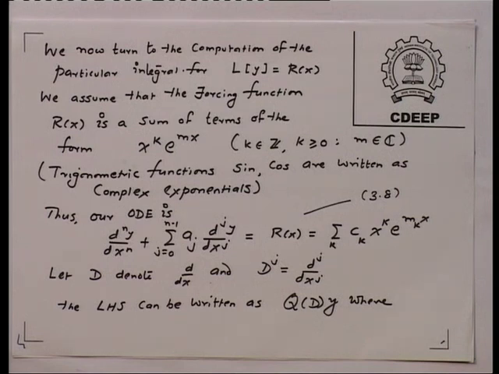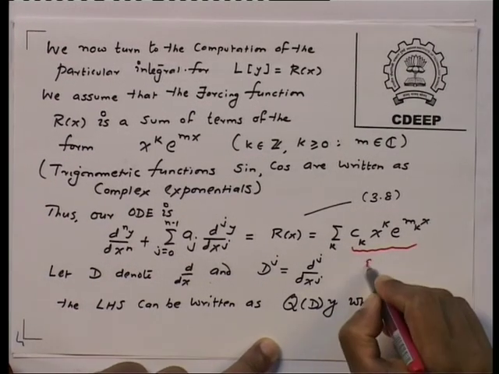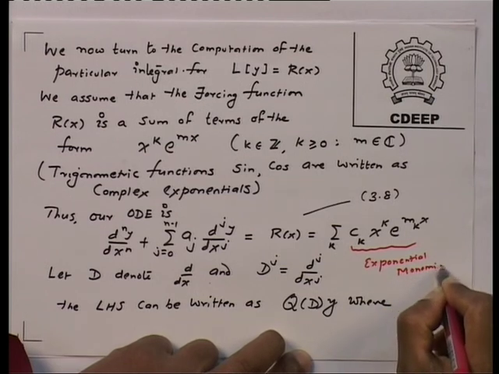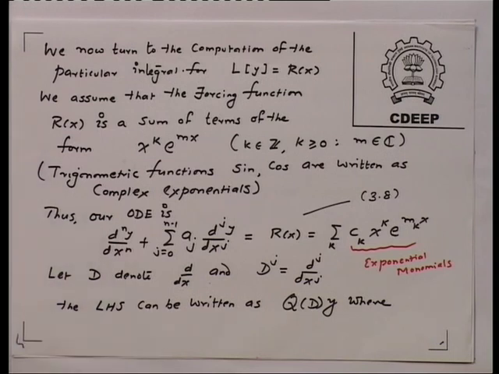So our ODE is what? Our ODE is the nth derivative of y plus summation j from 0 to n minus 1 of aj times the jth derivative of y equal to Rx. And I am assuming that Rx is a linear combination of monomials of the form x to the power k, e to the power mkx. These are called exponential monomials. They are not polynomial monomials, but exponential monomials. So we have a bunch of exponential monomials, and as you said before, you simply abbreviate d/dx by capital D, and the jth derivative simply capital D to the j, and so the left hand side of equation 3.8 can be conveniently written as Q(D) times y, where Q is the characteristic polynomial. Absolutely, characteristic polynomial.